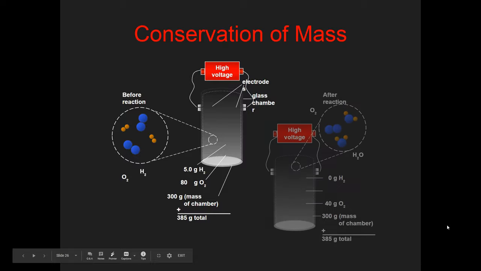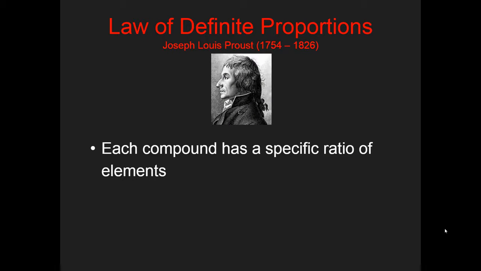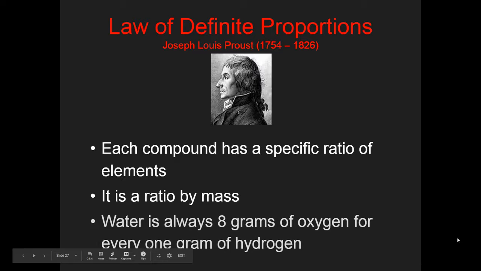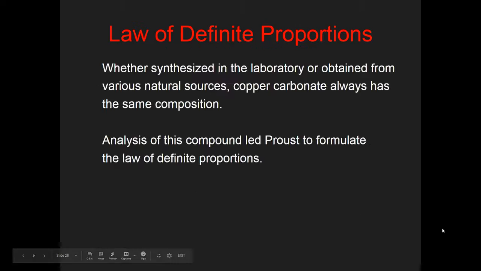Now, another law that John Dalton used in his atomic theory was the law of definite proportions. Basically, this law says that each compound is a specific ratio of the elements. It's a ratio by mass, weighing before and weighing after. Water, for example, is always 8 grams of oxygen for every 1 gram of hydrogen. It's always going to be that way, no matter where I get the water from. If I take it out of a lake or stream or get it out of a drinking fountain, water is always going to be 8 grams of oxygen for every 1 gram of hydrogen.